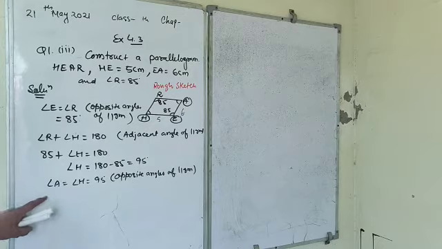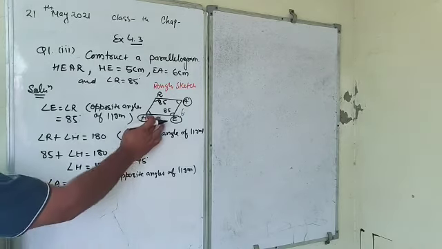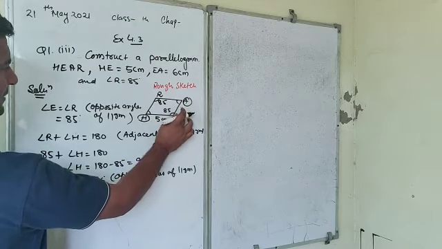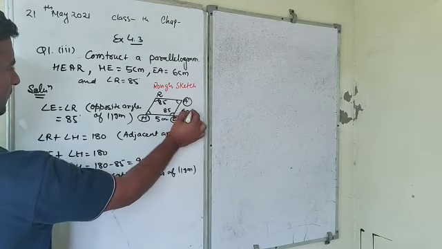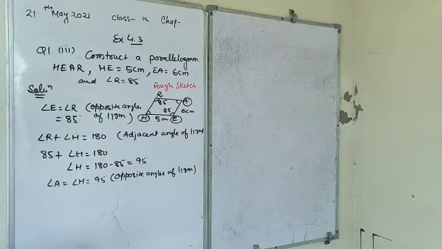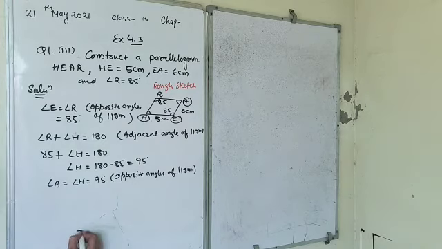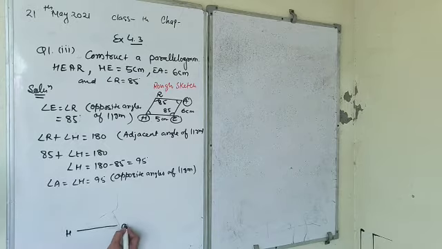Now we have all the 3 angles and 2 adjacent sides. These 2 sides are 5 centimeter and 6 centimeter. Now let us construct this parallelogram. Now first of all, we will draw a line. We will draw a line of HE. This is the first step of measurement of 5 centimeter.